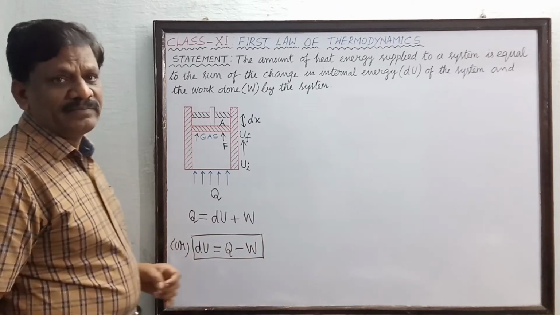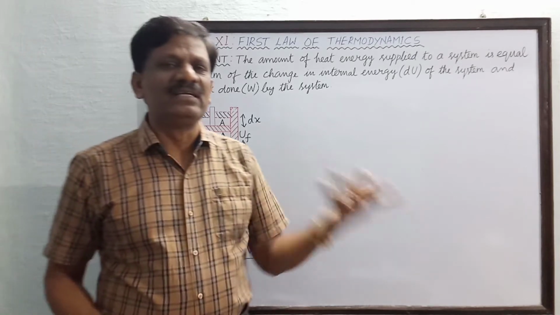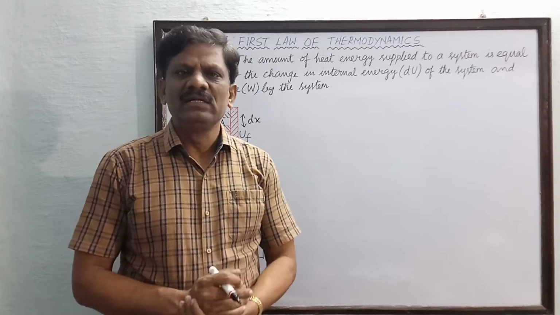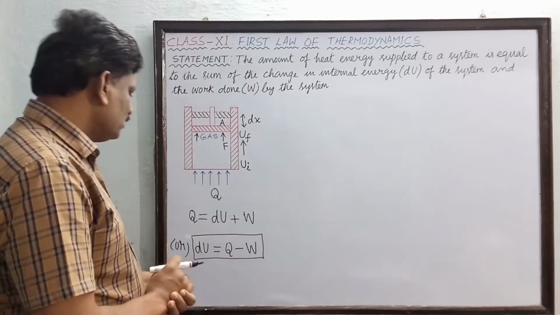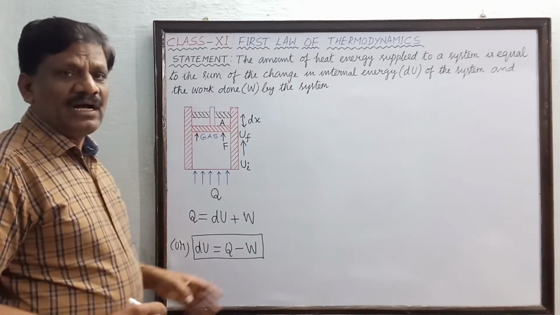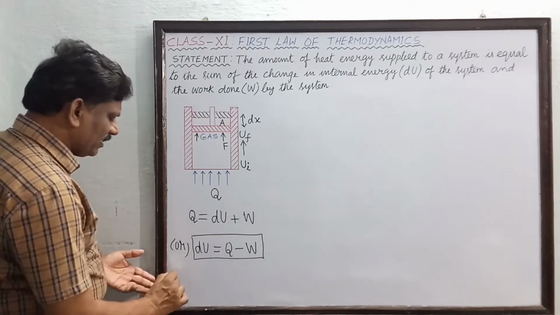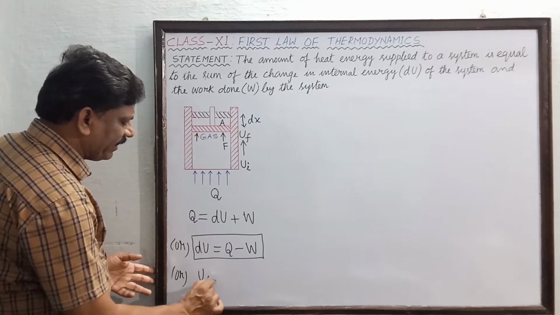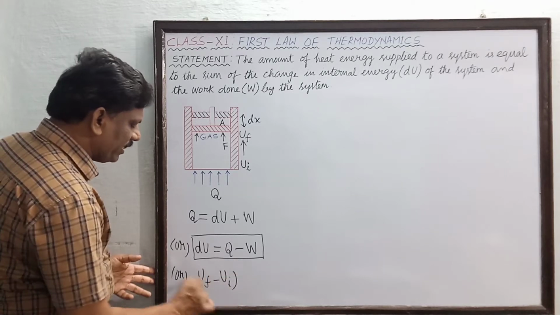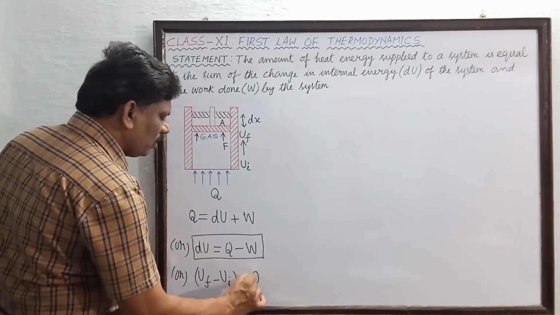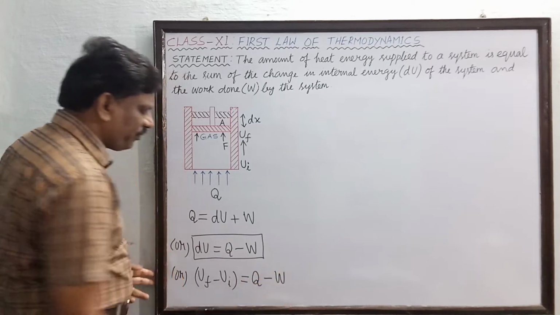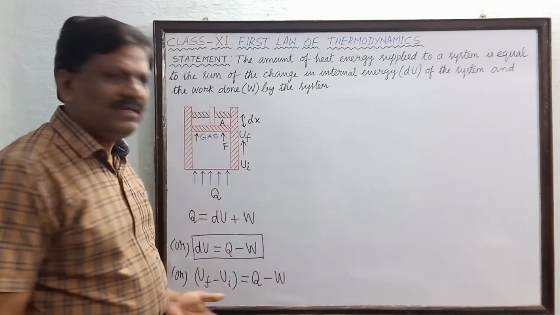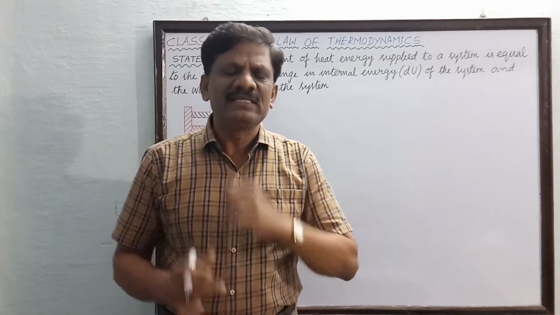Both are one and the same. In different textbooks, notations are different, but the meaning is one and the same. Understand? In other words, we can also write that the change in the internal energy, which means U final minus U initial, is equal to Q minus W. This is another format.